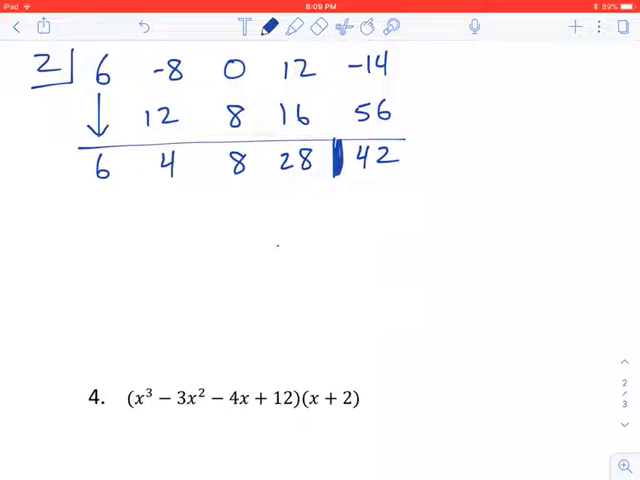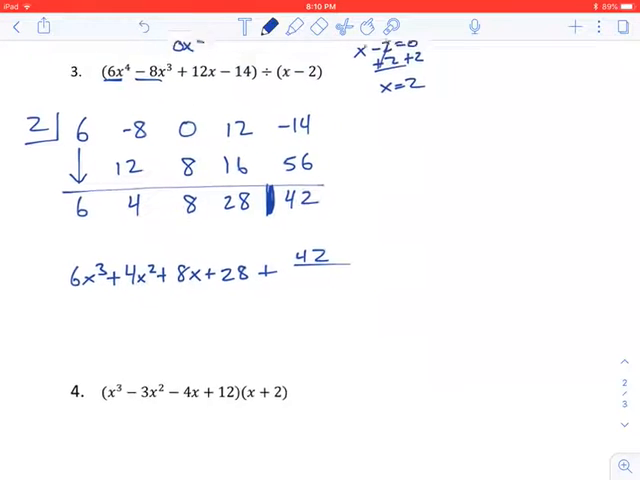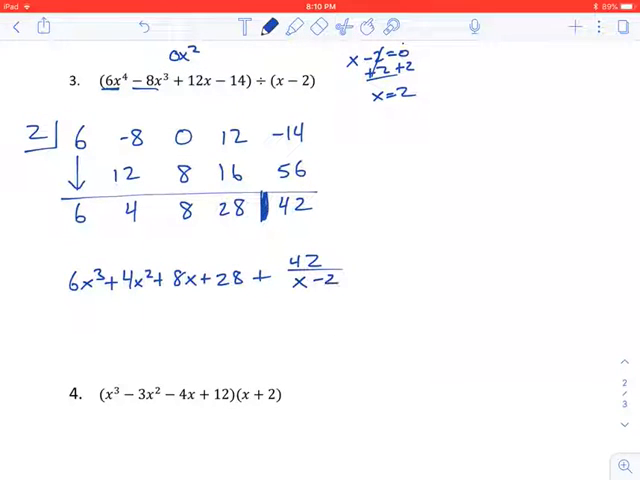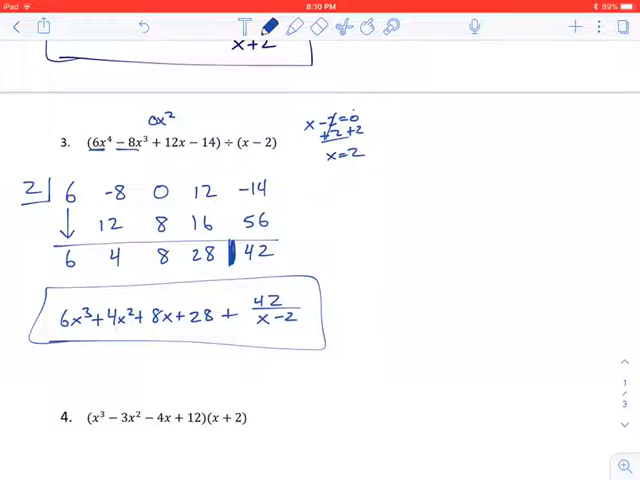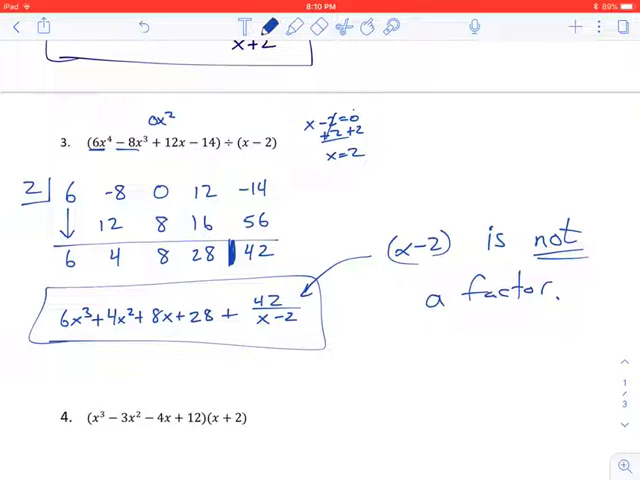And so 28 is my constant, 8x, 4x squared, and 6x to the third. And so my remainder is 42 over, what was the divisor? x minus 2. And there's my final answer. So again, what that means is, since it's a remainder of 42, x minus 2 is not a factor or is not a 0. Okay?